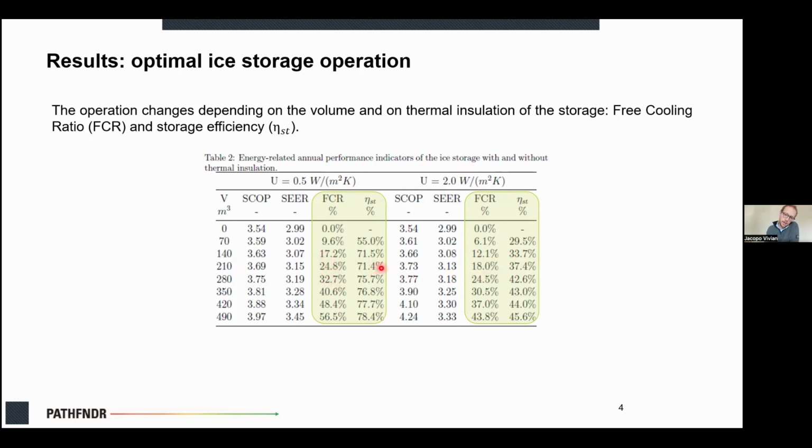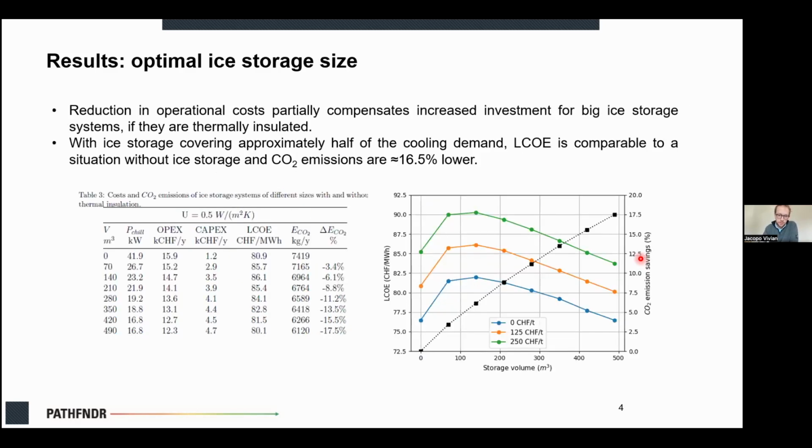So what I want to say is that seasonal efficiency gives us only a partial indication of the effectiveness of ice storage systems, because in the end, what we care about is how much of the cooling demand we are able to cover. And as you can see, we can also exploit the sensible part of the storage during winter. So seasonal efficiency, I don't think, is such an interesting indicator as the free cooling ratio for this kind of systems.